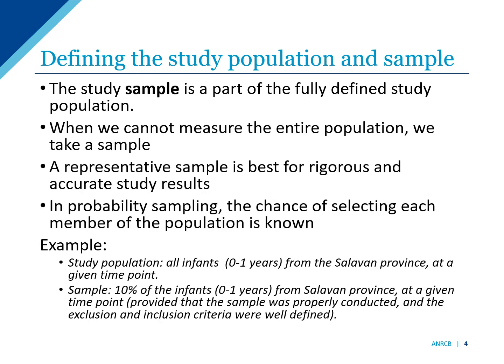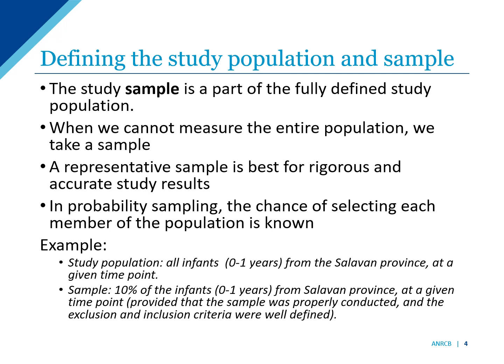The study sample is a part of the fully defined study population. When we can't measure the entire population, which is very rare that we can, we take a sample. We want a representative sample because that is best for accurate study results and more rigorous research. And probability sampling gives us the best chance of having a representative sample. And in probability sampling, the chance of selecting each member of the population is known.